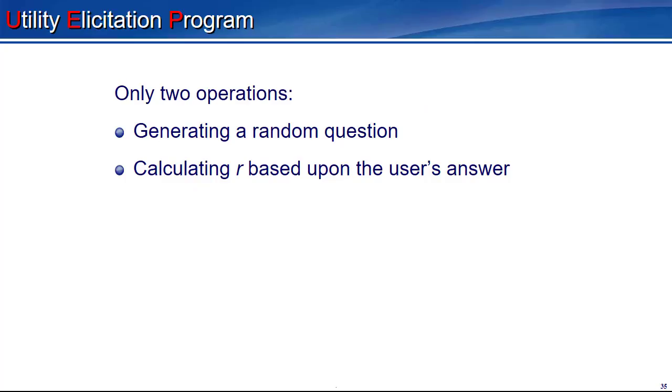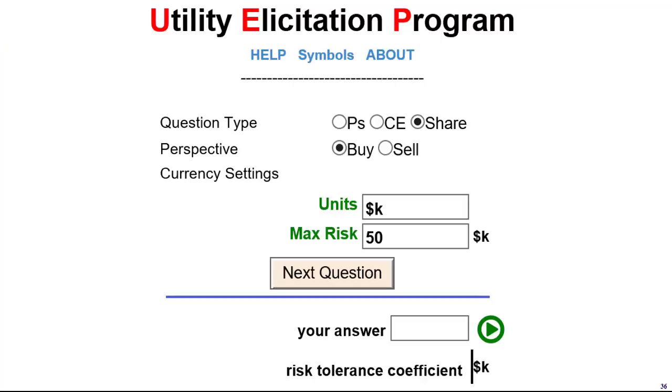UEP has only two visible functions. It generates a random question based upon user settings. Then UEP processes the answer into the risk tolerance coefficient. Here is the UEP startup screen as UEP first appears in your browser.